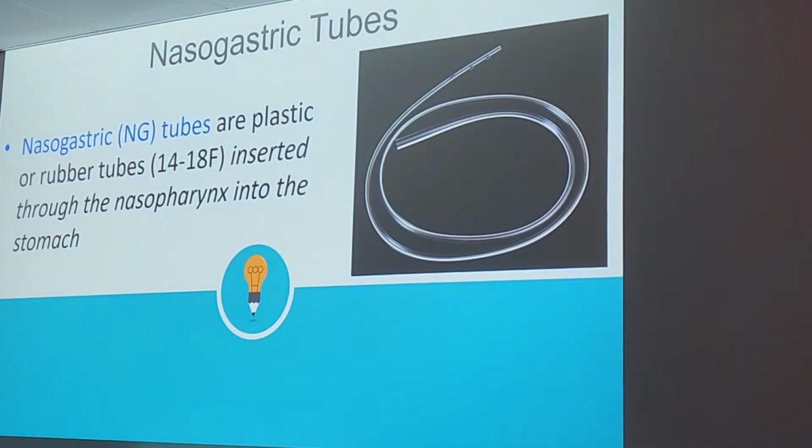Alright, so like I said, nasogastric tubes are plastic or rubber tubes, 14 to 18 French, inserted through the nasopharynx into the stomach. And why do you think we need to know about NG tubes? I just said it earlier. Replacement. Yes, because we take so many x-rays on the daily to check for NG tube placement. So we need to know what they look like and where it should be in the stomach.